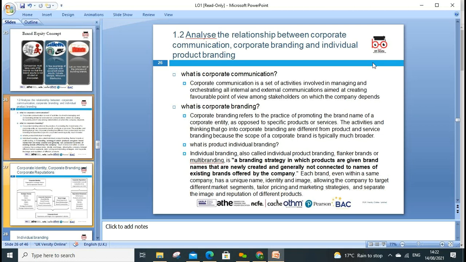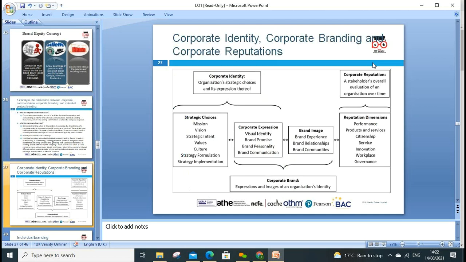We have to look around and develop the branding strategy in which the product is given a newly created brand name, generally not connected to the names of existing brands offered by the company, because sometimes you have to test the market as well, and you have to do regular research.